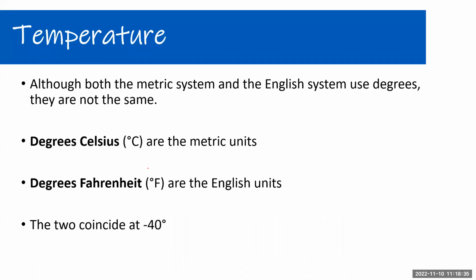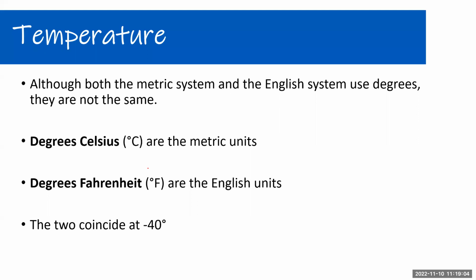Okay, so we've talked about mass. Now let's talk about temperature. So we talk about degrees in both metric system and the English system, but they're not the same degrees, okay? Degrees Celsius are the metric units, and degrees Fahrenheit are the English units. Okay, degrees Celsius has some key points that are easier. You'll see why it makes more sense. It's back to that 10 base kind of. In degree Fahrenheit, if we're just looking at it, seems a little bit more arbitrary.